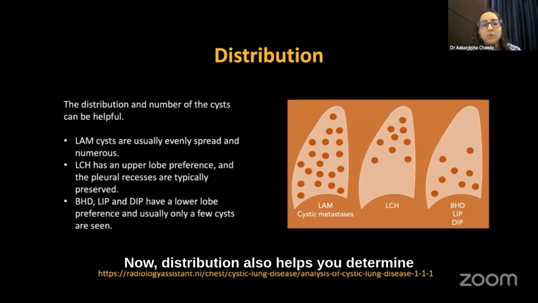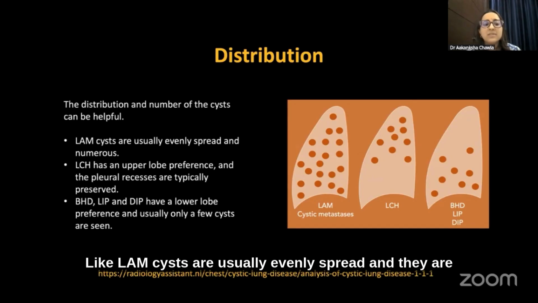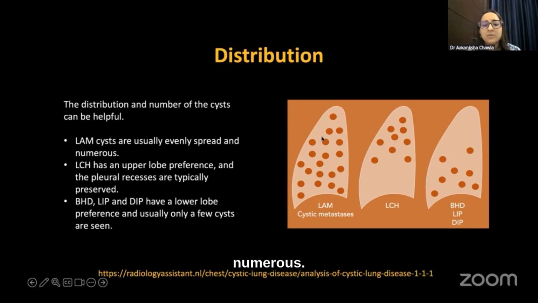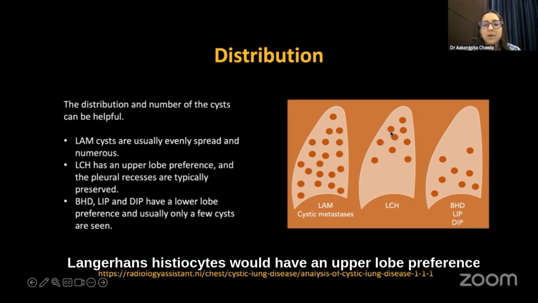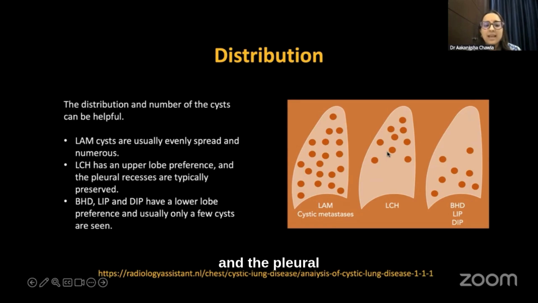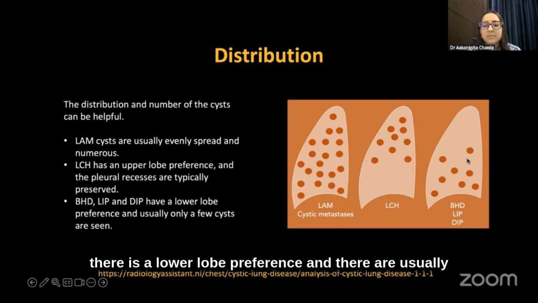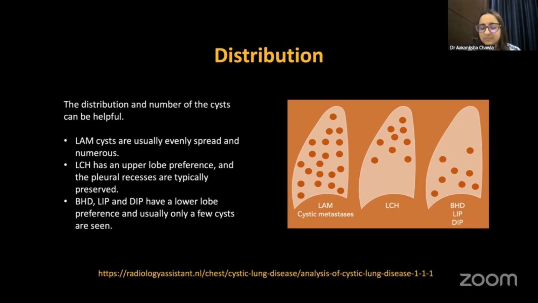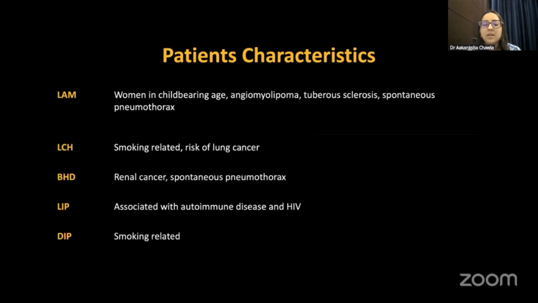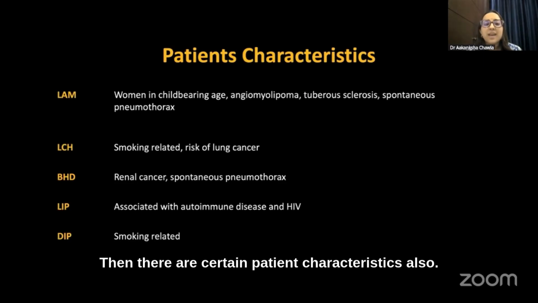Now, distribution also helps you determine the etiology. Like LAM cysts are usually evenly spread and they are numerous. Then Langerhans cell histiocytosis would have an upper lobe preference, and the pleural recesses are typically preserved. Then in BHD, LIP, and DIP, there is a lower lobe preference, and there are usually fewer cysts. Then there are certain patient characteristics also.